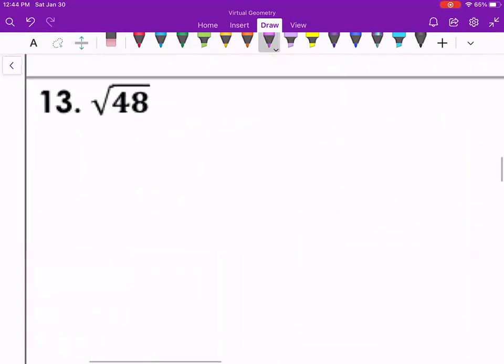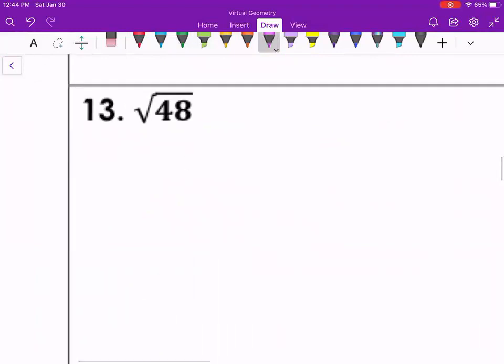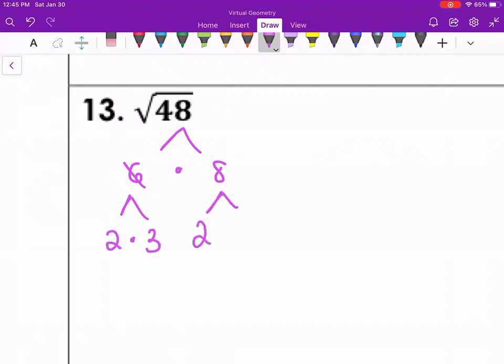Let's try another one that maybe has a few more branches this time. So I have 48. I know I can do 6 times 8. Both of these can be broken down. 6 can become 2 times 3. 8 can become 2 times 4. And right now I have a pair, even though they're not at the same place. So I have a pair of 2s.